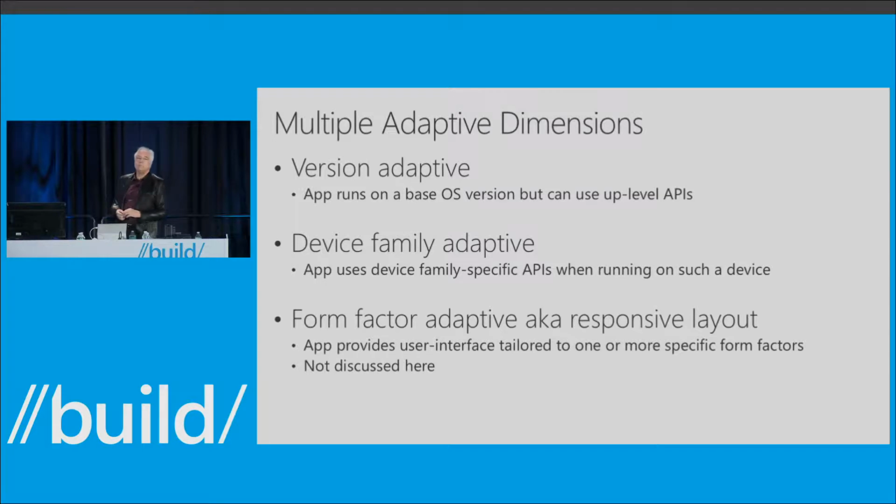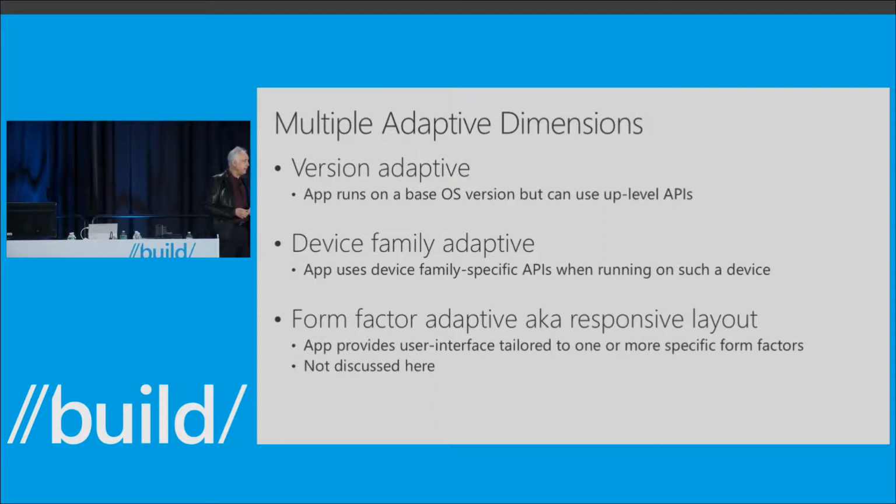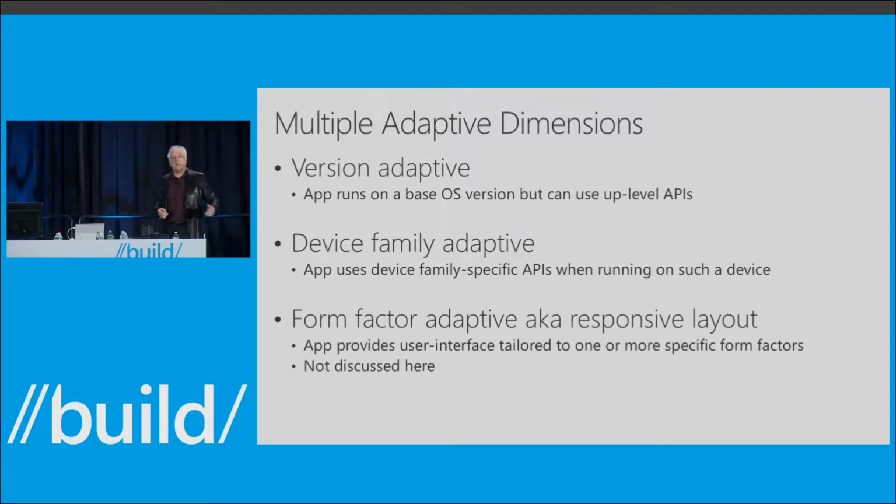Version adaptive. You wrote your app to run on Windows 10, and then Windows 10.0.573.8 comes out, whatever the heck that is. Does it run on that? Yes, should. If it doesn't, we screwed up. But can it take advantage of things that were newly added in that later version of Windows 10? That's kind of like version adaptive.